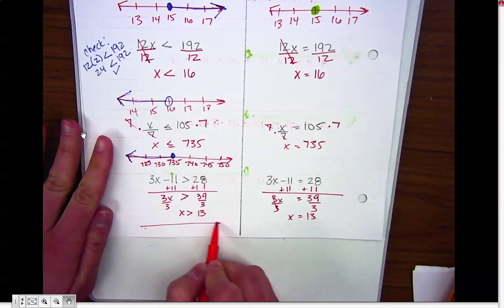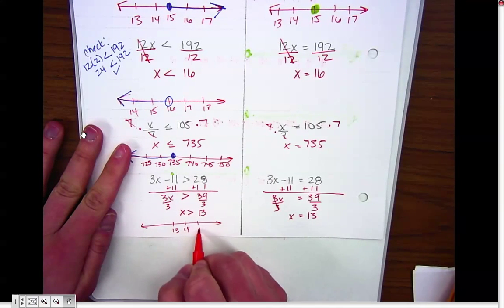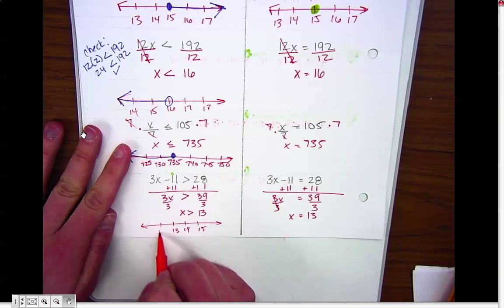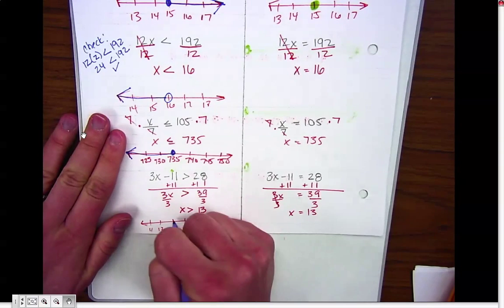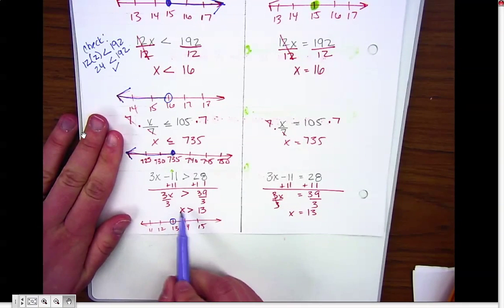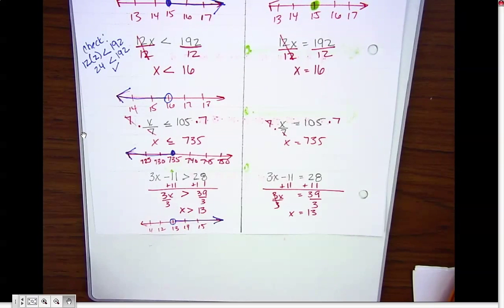To graph that, 11, 12, 13, 14, 15, open circle at 13, x is greater than 13. That means x is going to be everything bigger than 13.